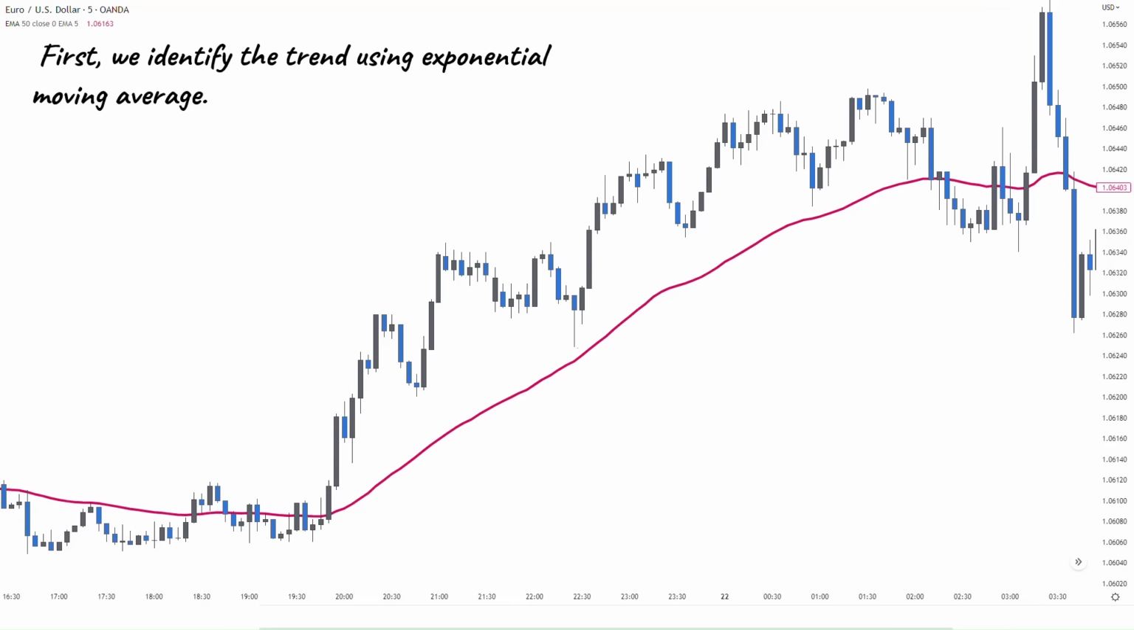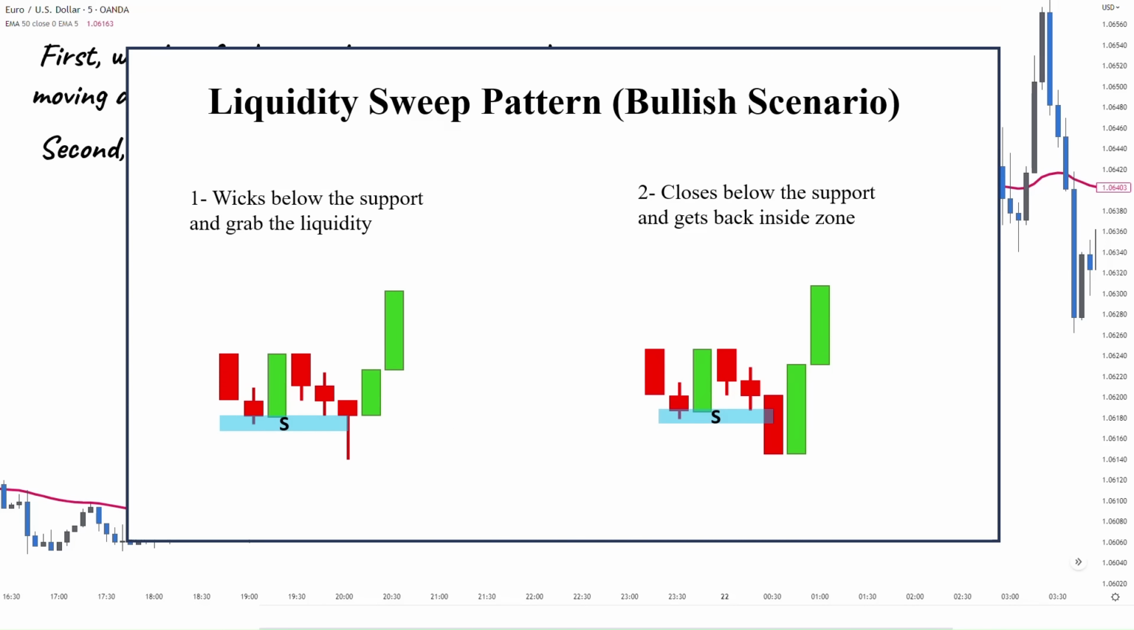For example, here the price broke the 50 EMA to the upside, made 1, 2 and 3 moves, and broke the previous market structure. So, we have identified that our trend is bullish, as long as we stay above the higher low, and we will only look for buying opportunities. In the second step, we look for a liquidity sweep pattern. It means that we wait for the price to make a support, and either wick below the support and grab the liquidity, or close below the support and get back above.